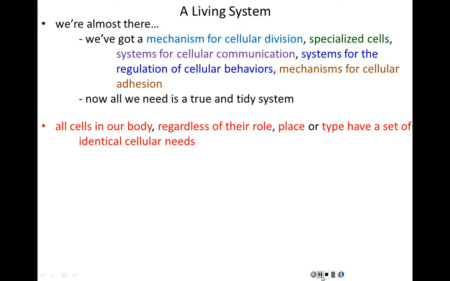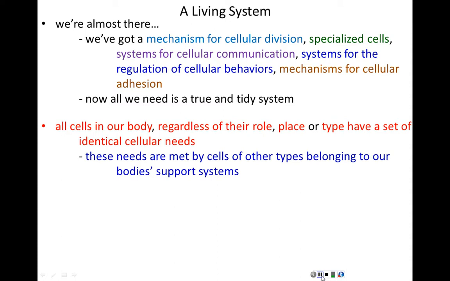All cells in our body, regardless of their role, their cell type, the place that they exist, all of them have a set of basic and fundamental identical cellular needs. And these needs need to be met by cells of our body and cells that belong to other types. These are our body's support system cells.